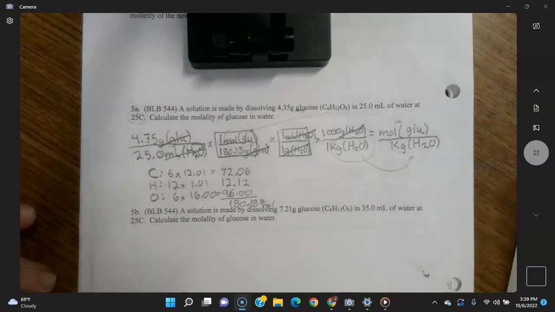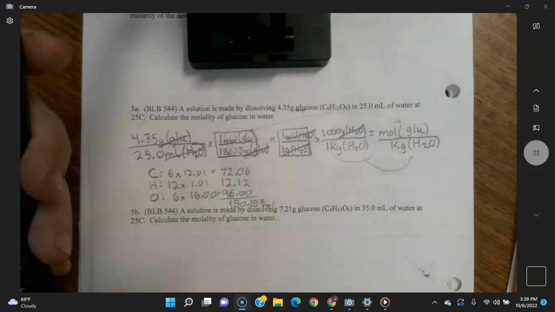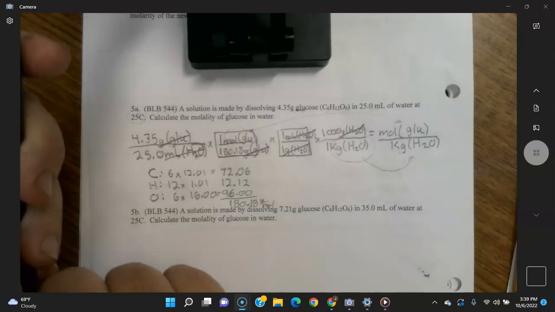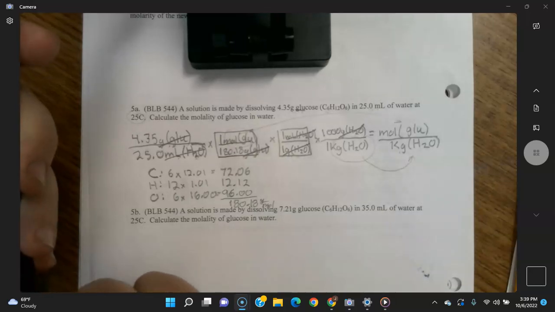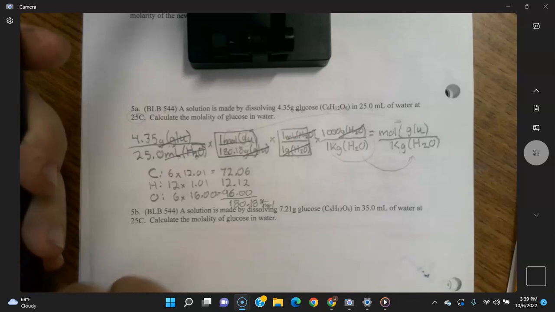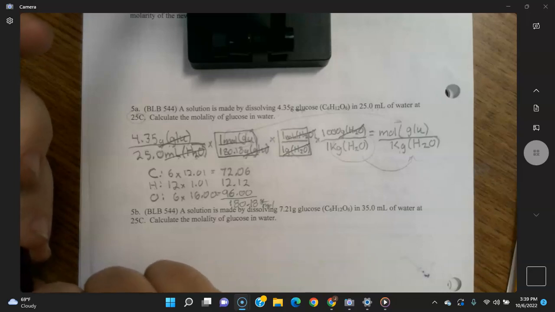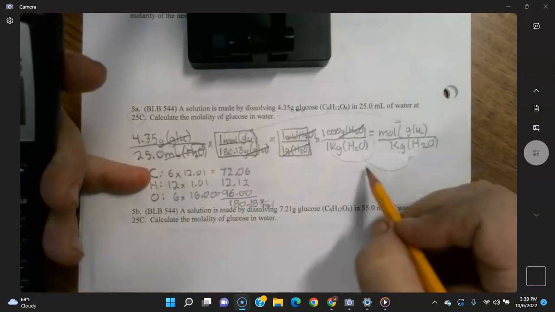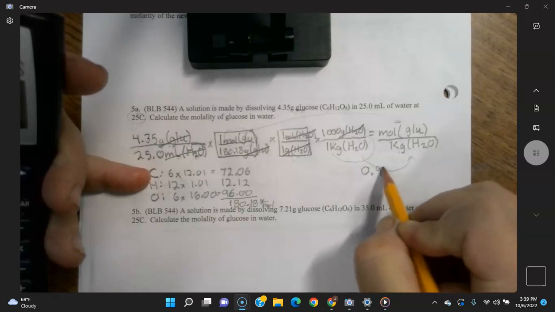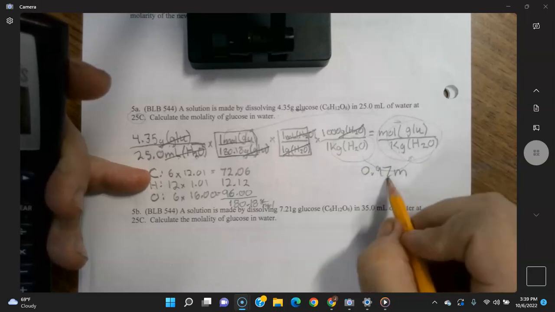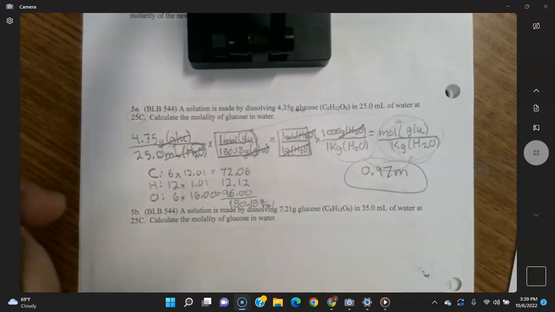I'll go ahead and put the answer down here just for space, and that will give us the molality of glucose. So it's going to be 4.35 times 1 times 1 times 1,000 divided by 25 divided by 180.18 divided by 1, and that equals 0.97. There's the units of measure right there, but I'm going to change that to small m for molal. So it's 0.97 molal. Okay?